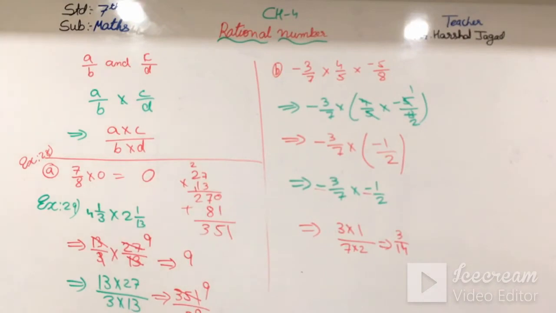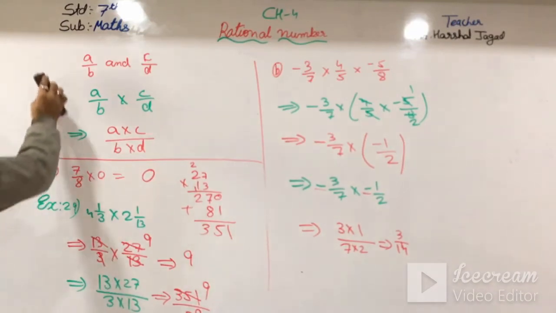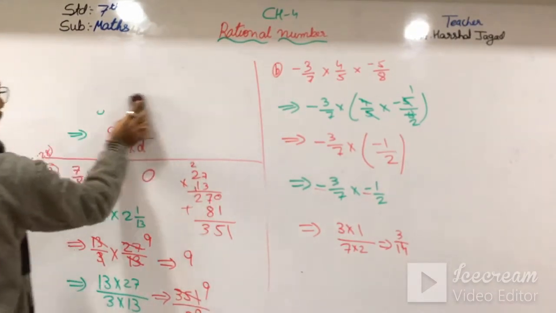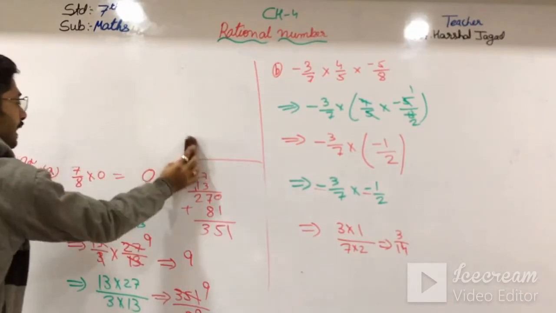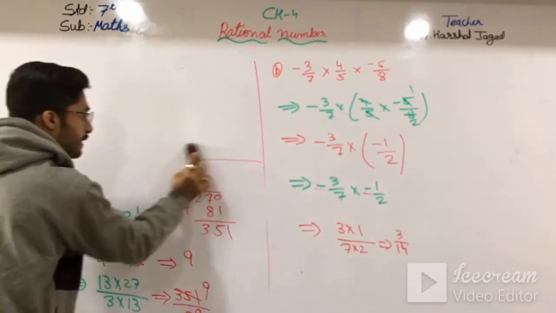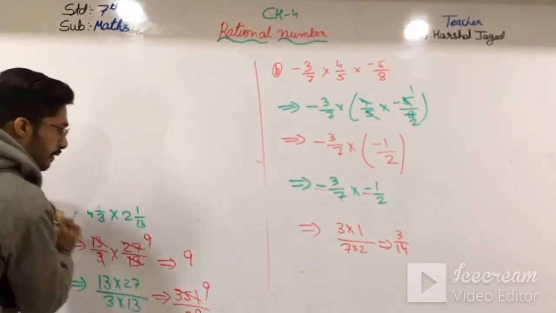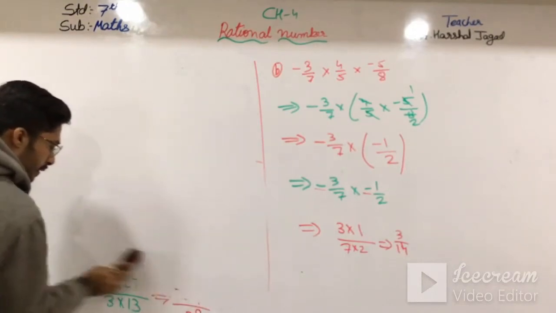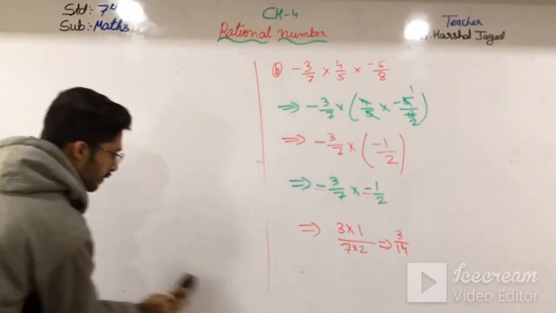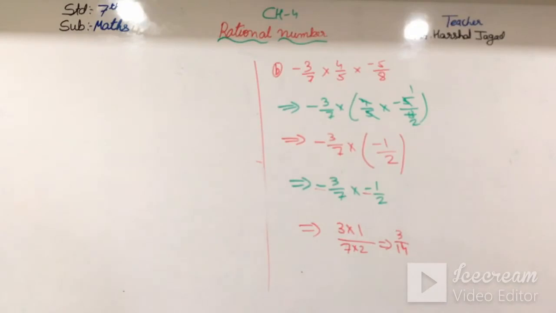Okay, now let us go towards exercise 4D. Exercise 4D is of multiplication. First of all we will do that, and then after we will move towards division.